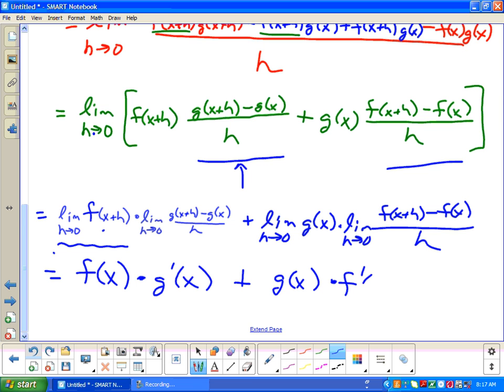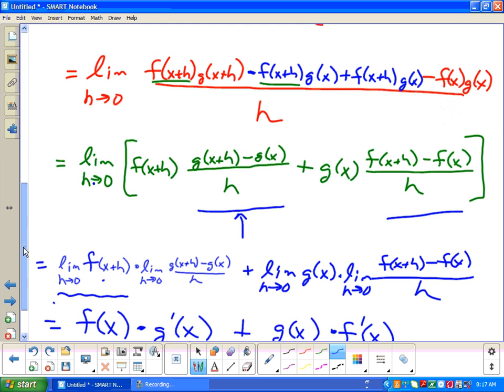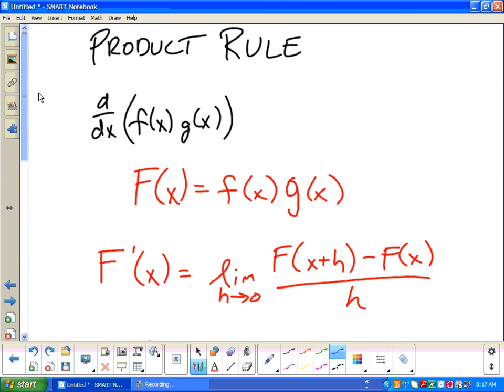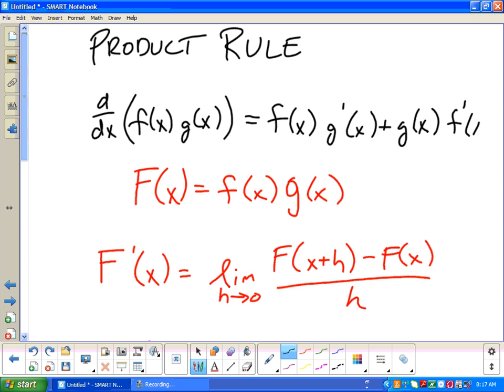F prime of x. And guess what we just found? We just found the derivative. And a lot of times I simplify, guys. I'm not interested in writing out all the x's usually. So this becomes f of x, g prime of x, plus g of x, f prime of x. And this is the product rule. It is something we have to know.